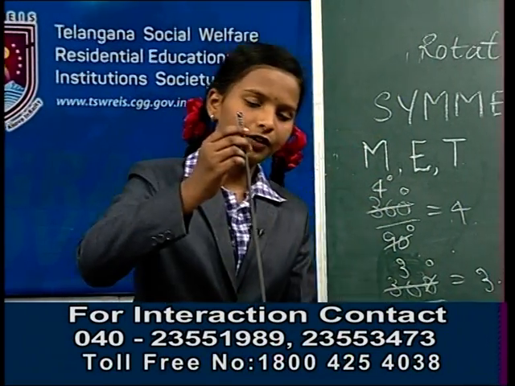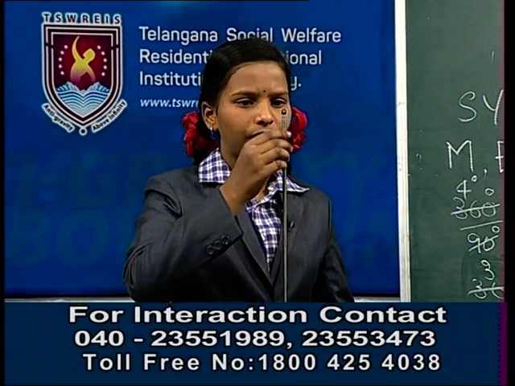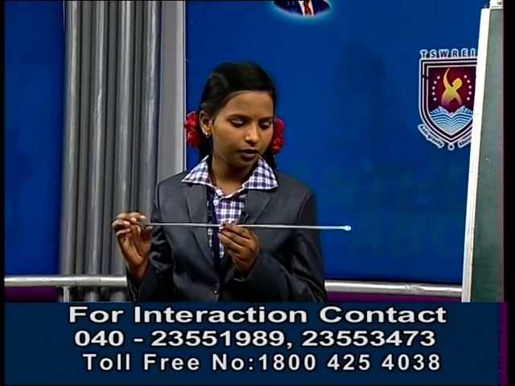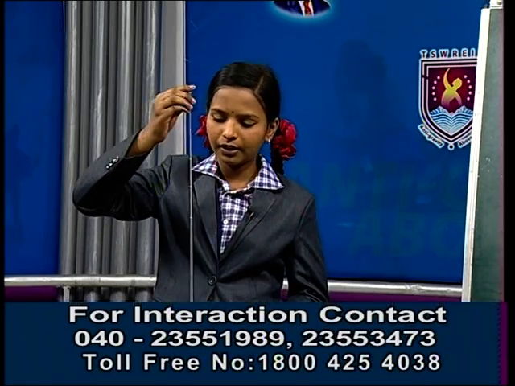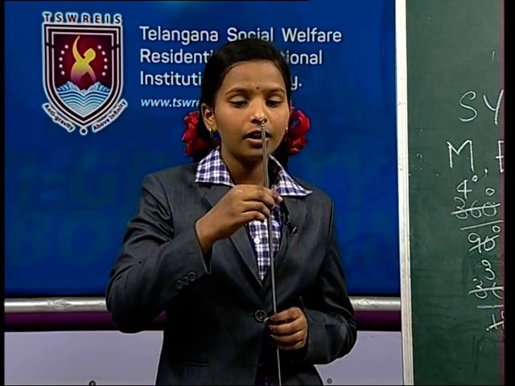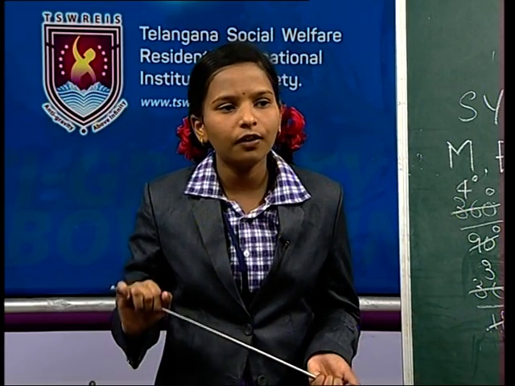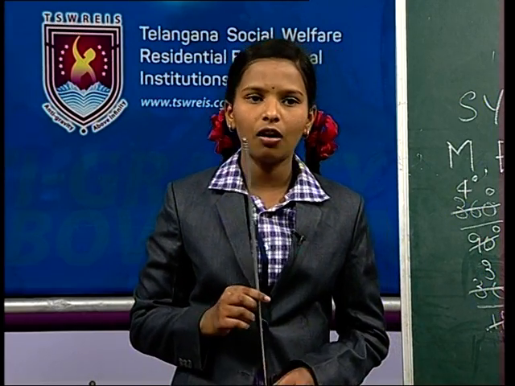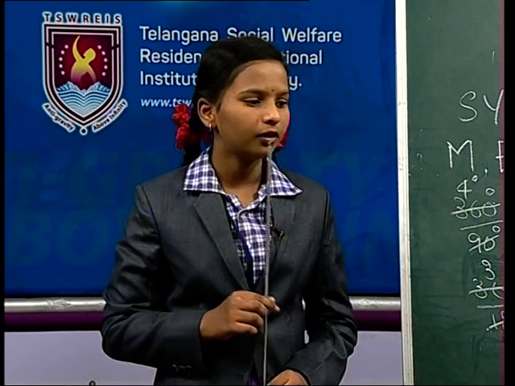If we rotate this, if we rotate like this, it is not same. If you rotate like this, it is not same. If you rotate like this, it is not same. If you rotate like this, it is same. So the order of this is 1. That means the object which has order 1 is not rotational symmetry.